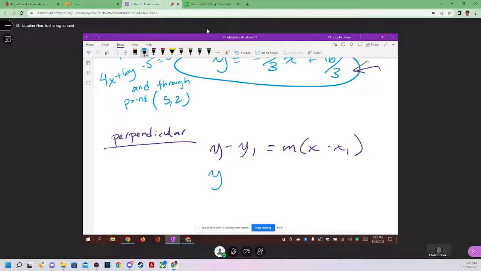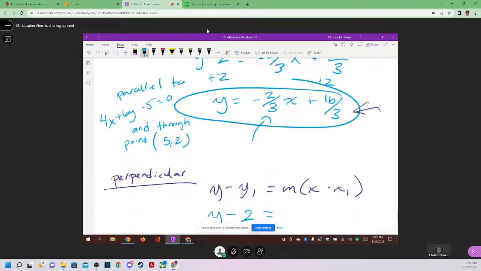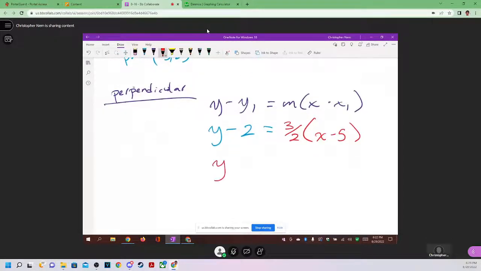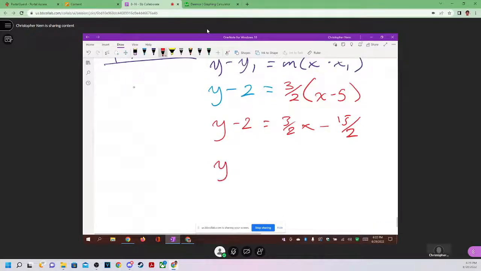However, it's going to be y minus, and our point that we used was 2, but our new slope, instead of being negative 2/3, we got to reciprocate it and change the sign. So it's going to be positive 3/2 times x minus 5. And then when we calculate it out, y minus 2 equals 3/2 x minus 15 over 2. You add 2 to both sides. Combine like terms, you get 3/2 x. And then if I add this together, that's negative 11 over 2.